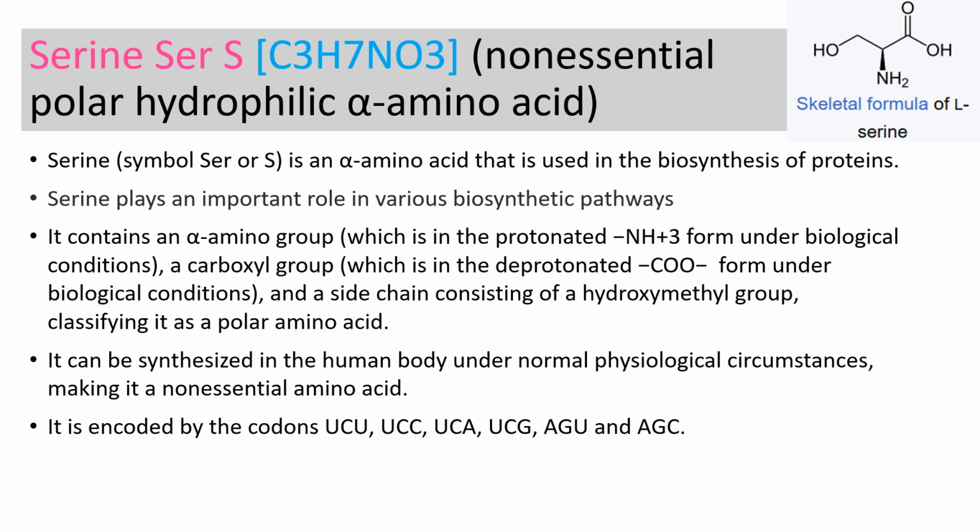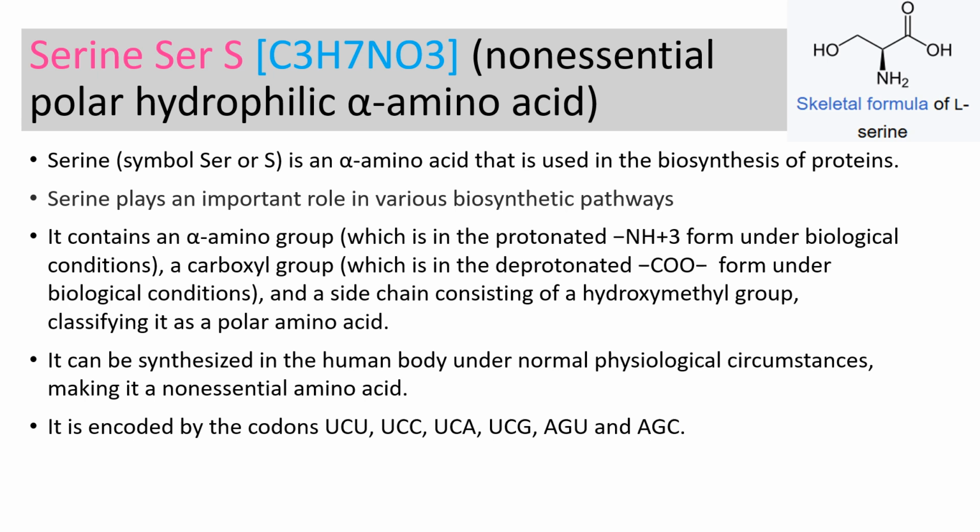All right, so let's talk about serine. Serine is C3H7NO3, a non-essential polar hydrophilic alpha amino acid. Serine is an alpha amino acid that is used in the biosynthesis of proteins, so it is proteinogenic. Serine plays an important role in various biosynthetic pathways.